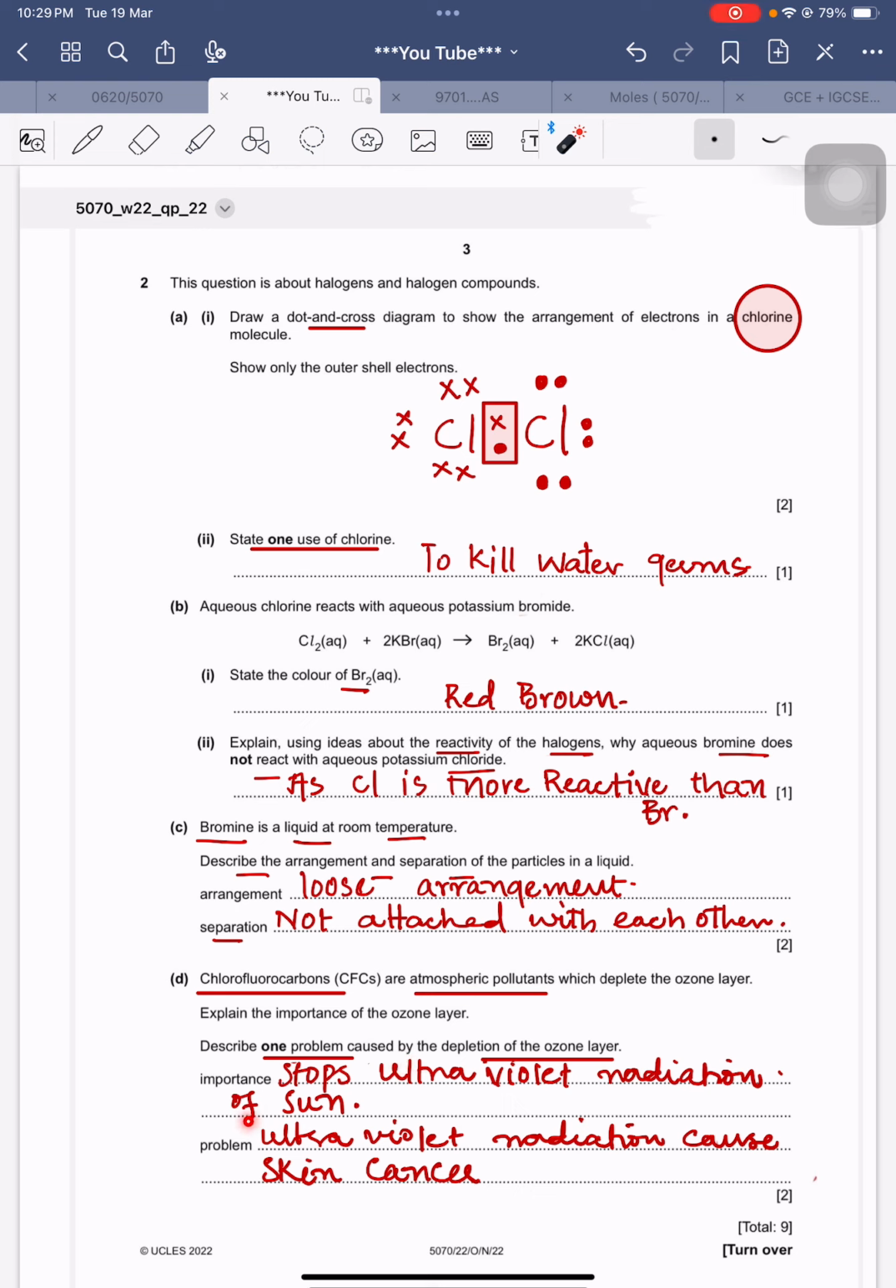They are asking specifically about skin cancer, as I have told you, because the examiner is asking for the particular reason and the particular effect, the consequence. What is the importance of this? The ozone layer stops ultraviolet radiations of the sun. And what is the problem? Ultraviolet radiations can cause skin cancer.